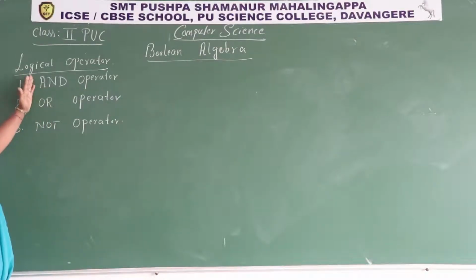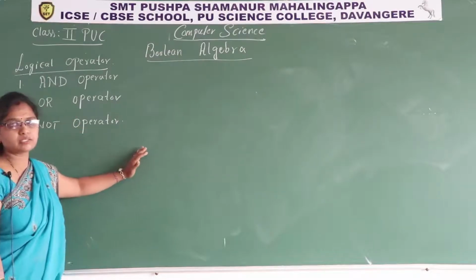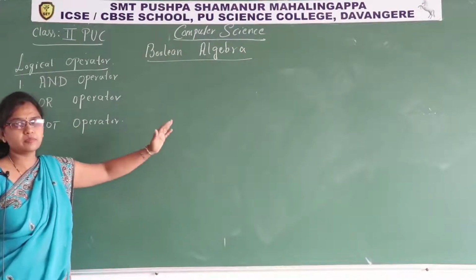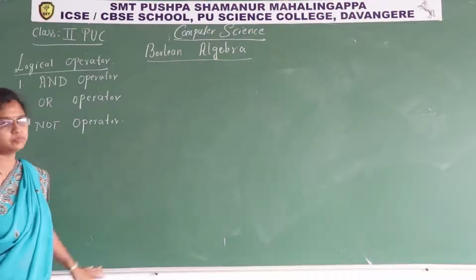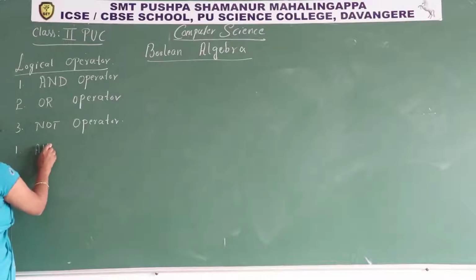For your syllabus they have given logical operators and logic gates, both are the same, but when it comes to operators you have to concentrate on the calculation part, and when it comes to gates you have to concentrate on the symbolic representation and working rule. Now, the AND operator.